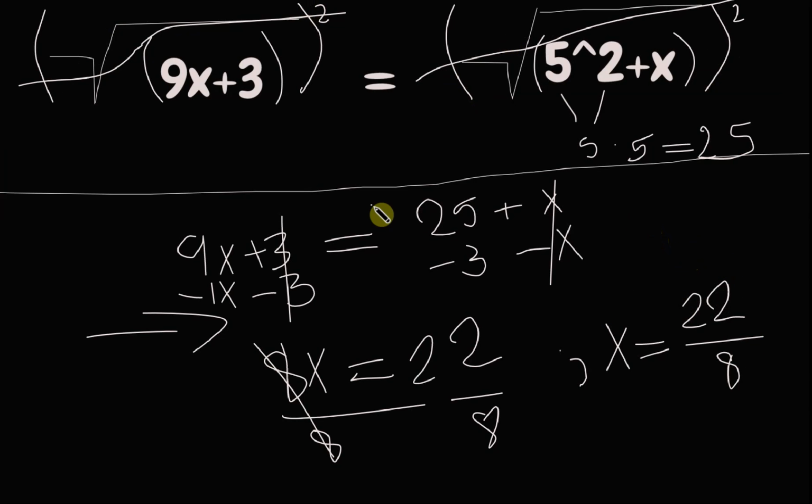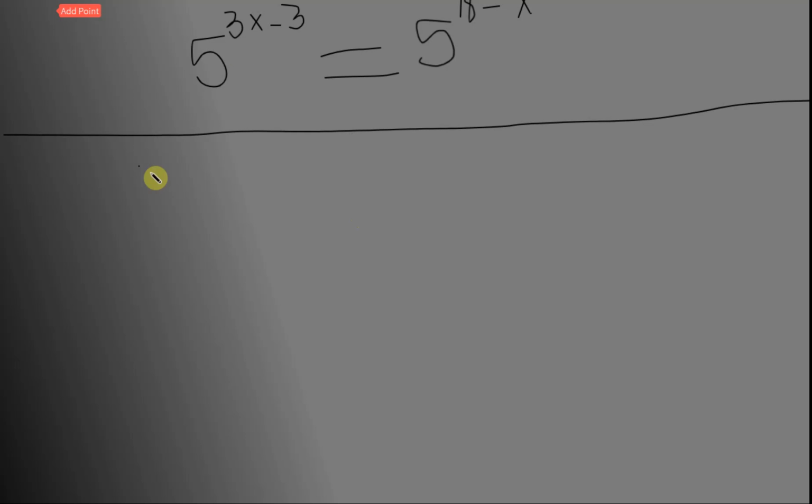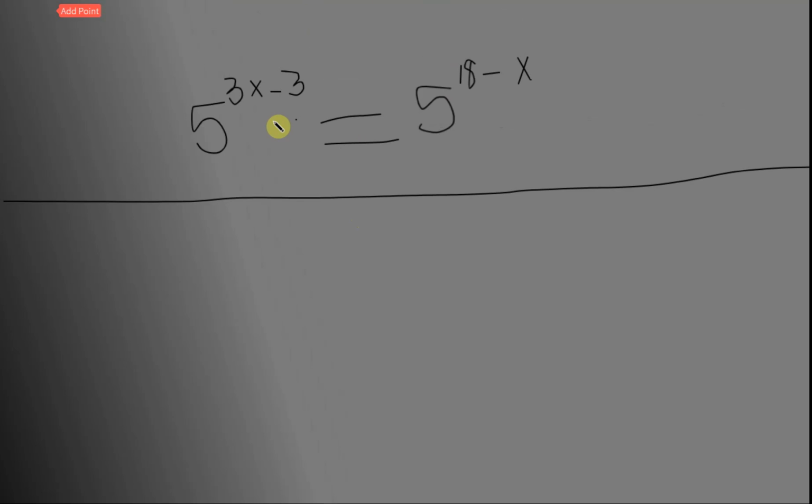Let's try another one. Okay, so 5 to the 3x minus 3 power. This is really scary. Is equal to 5 to the 18 minus x power. This looks really scary. You might start sweating right now, but really it's so easy.